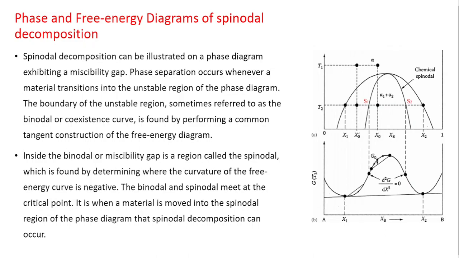Inside the binodal or miscibility gap is a region called the spinodal, which is found by determining where the curvature of the free energy curve is negative. Binodal and spinodal meet at the critical point, which is this point here. It is when a material is moved into the spinodal region of the phase diagram that spinodal decomposition can occur.